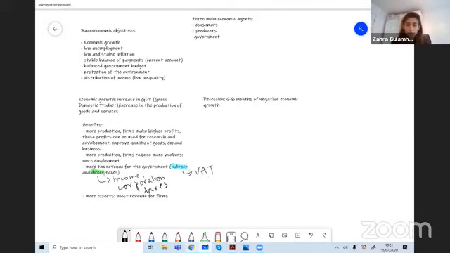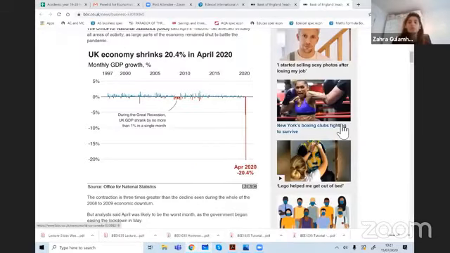I'll show you an article here the other day, this one that I pulled out. And if we see here, we've got the UK economy shrinks 20.4% in April 2020. If you look here, this shows us monthly GDP growth in terms of percentages from 1997 all the way up until 2020.